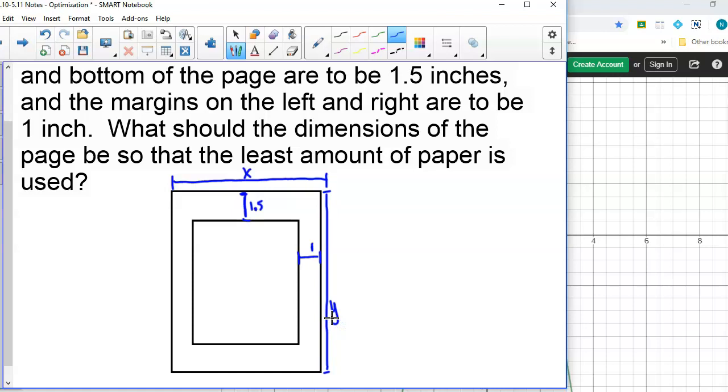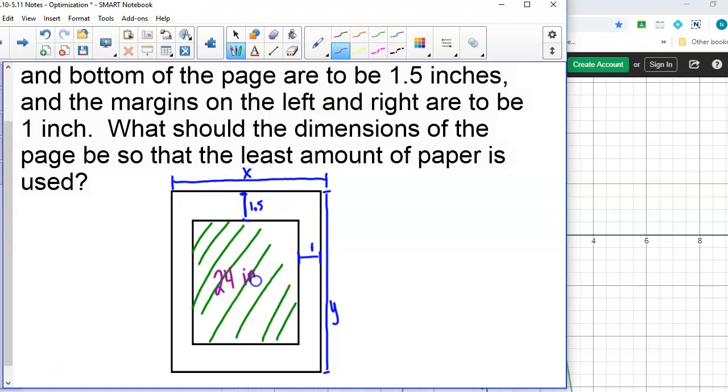So you could let this be X and Y. It is also possible to do this problem by calling this part X and this part Y. So you could do it either way. The only reason I'm choosing this way is just because once I solve for X, that gives me the answer for the problem. Whereas if I do this, then I've got to add to it. But what I know is that this area here, the print area, is 24 square inches.